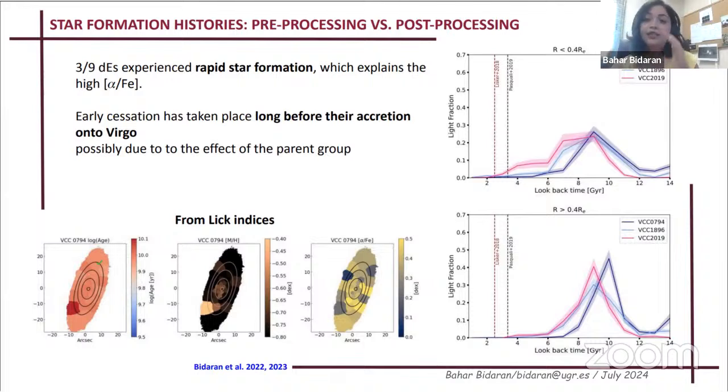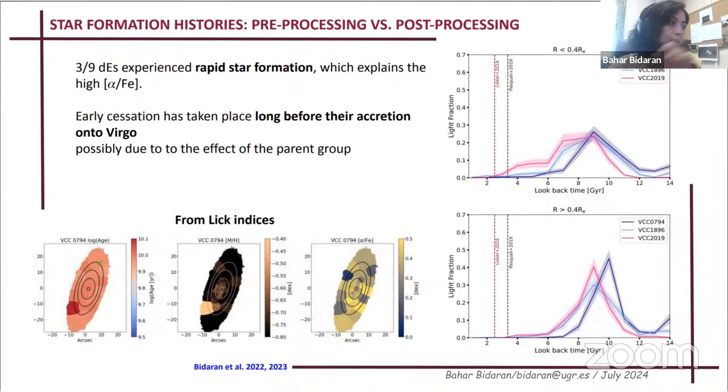And since the duration of star formation in the past in these galaxies was also short, it also reflects itself as a high alpha over Fe that we detected in these galaxies. Now that we hopefully have solved the mystery of high alpha over Fe, let's go deeper and see what we can get from the radial gradients of stellar populations in these galaxies.